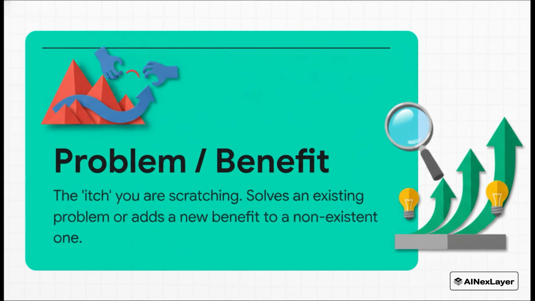Next up, the problem or benefit. This is the what or the why. What itch are you scratching for that subject of yours? You're either solving a real pain point they already have, or, and this is a cool distinction, you're adding a new benefit. You're giving them a capability they didn't even know they needed, creating new value out of thin air.